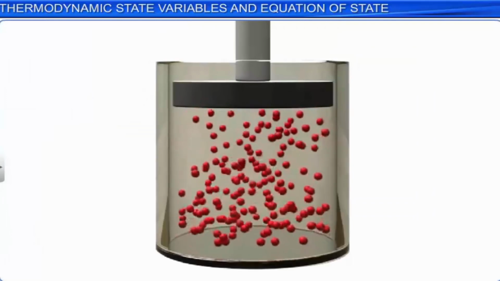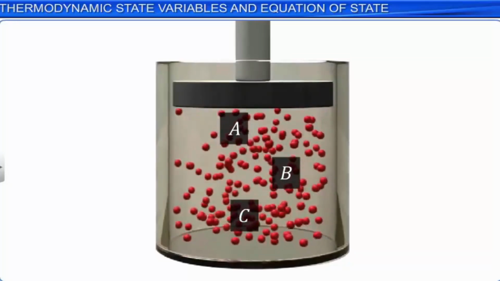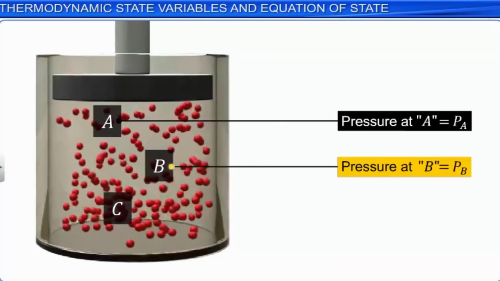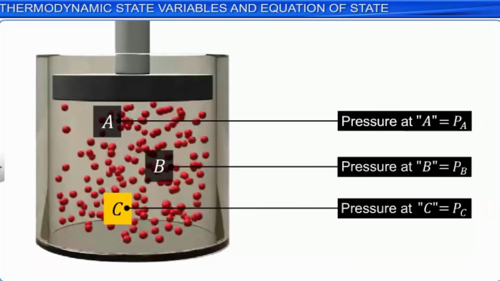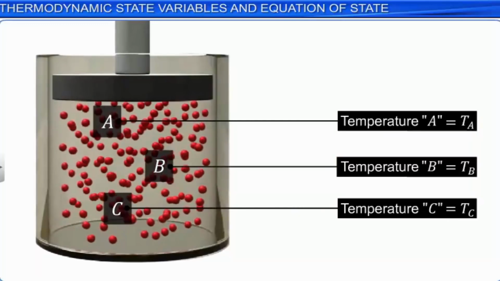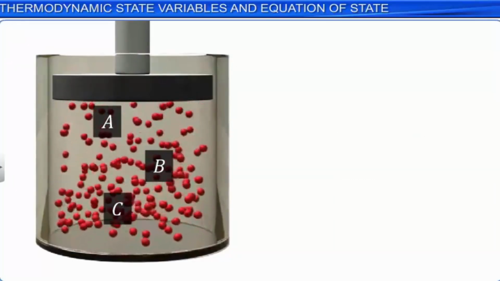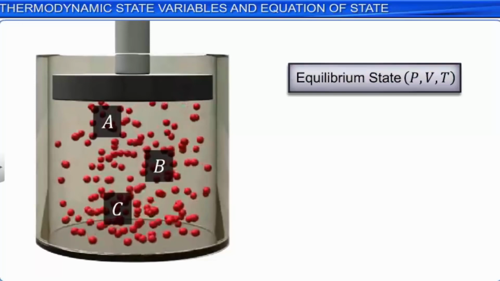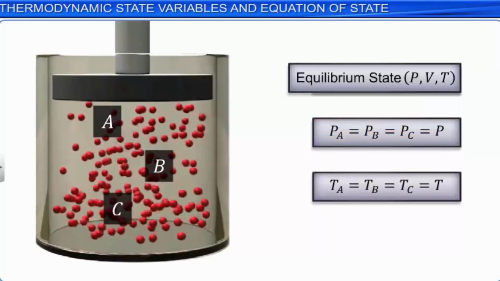If A, B, and C are 3 points in the system, and Pa, Pb, and Pc are the pressures of the gas at A, B and C, and Ta, Tb and Tc are the temperatures of the gas at A, B and C respectively, and if the state of the gas PVT is in equilibrium state, then Pa is equal to Pb is equal to Pc is equal to P, and Ta is equal to Tb is equal to Tc is equal to T.